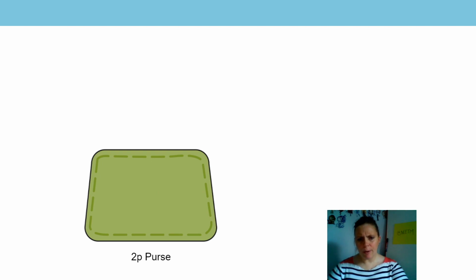Oh look, my 2p purse is empty. How many groups do I have? I've got no groups. I've got 0 groups of 2. I know that my group would have a value of 2 because I only put 2p coins in here. I wonder what my product would be and how I would write an equation to show this. Can you pause the video and just have a little go yourself?